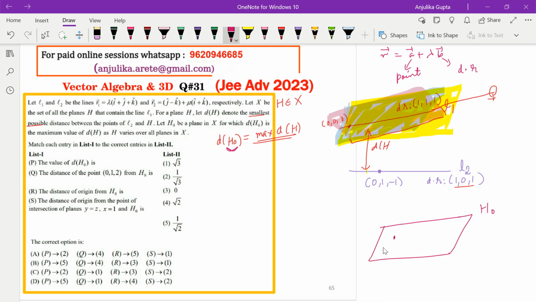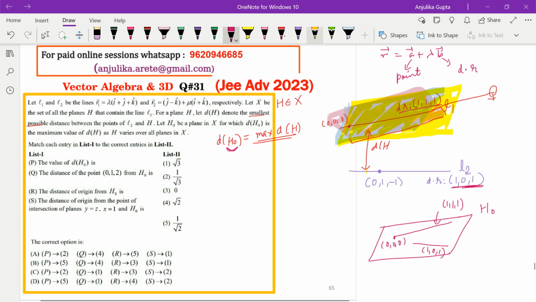It is passing through 0, 0, 0 because it is containing this line L1. Remember? Okay, 0, 0, 0, and the line direction ratio is how much? 1, 1, 1. Right? Same thing. Now this plane is also parallel to the other line. What is the direction ratio of this other line? 1, 1, 1. Oh, sorry, 1, 0, 1.